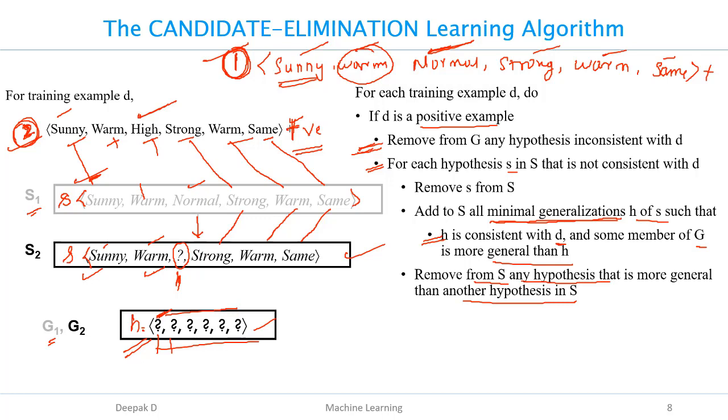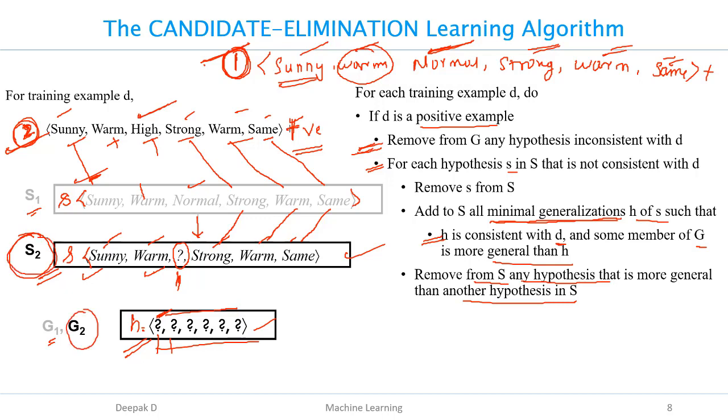So next one is strong. Here strong you have, and in this hypothesis also the strong value you have. Warm, same. Here also warm, same, and here also the updated hypothesis is warm and same. So this newly updated hypothesis, that is S2, is a hypothesis that is consistent with the first instance and also the second instance. So this is how we have updated our boundaries, that is S2 and G2.